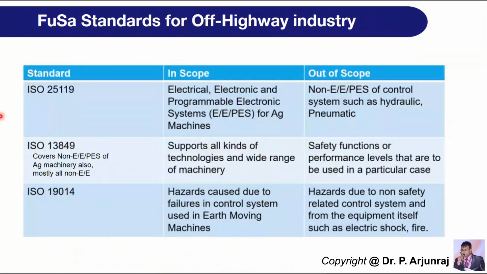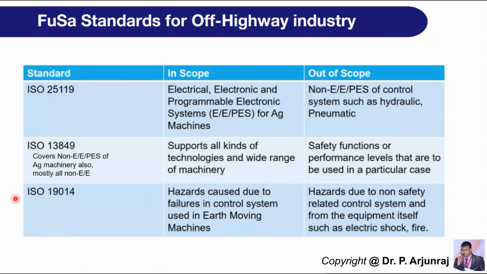And you have scope, in scope and out of scope for the standards like ISO 25119. It deals with E/E and PES. And the out of scope is that it is not going to deal with hydraulics and pneumatics. And considering ISO 13849, it supports all kinds of technologies and a wide range of machinery. And out of scope for this ISO are safety functions or performance levels that are to be used in the particular case, which are not being considered here.